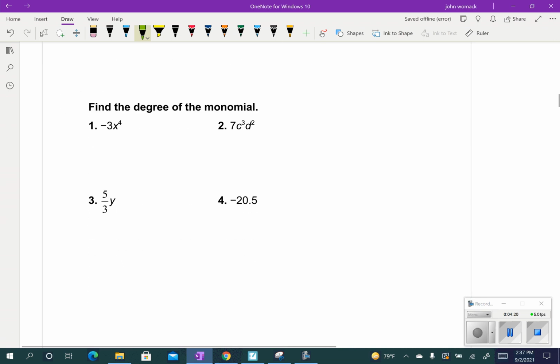Pause the video really quick. Do these 4 problems. Just find the degree of each of those monomials. So number 1, you should have gotten degree 4. Number 2, you add those together, degree 5. Number 3, degree 1, right? Y to the first power. Number 4, there is no variable, so it's degree 0.